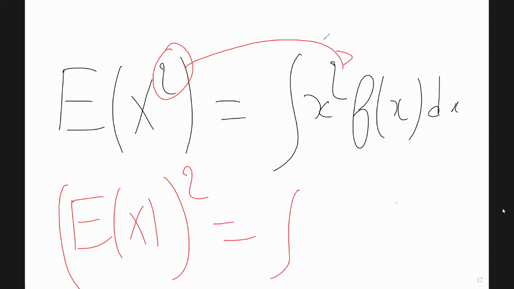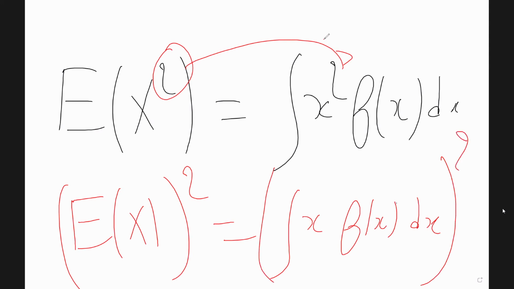That means it's equal to the integral of x f of x. This is E of x. After computation of the integral, it is squared. Here between negative infinity and infinity. Here also between negative infinity and infinity. Then the variance is equal to E of x squared minus E of x squared, meaning the black expression minus the expression in red. This is how we can evaluate the variance in this case.